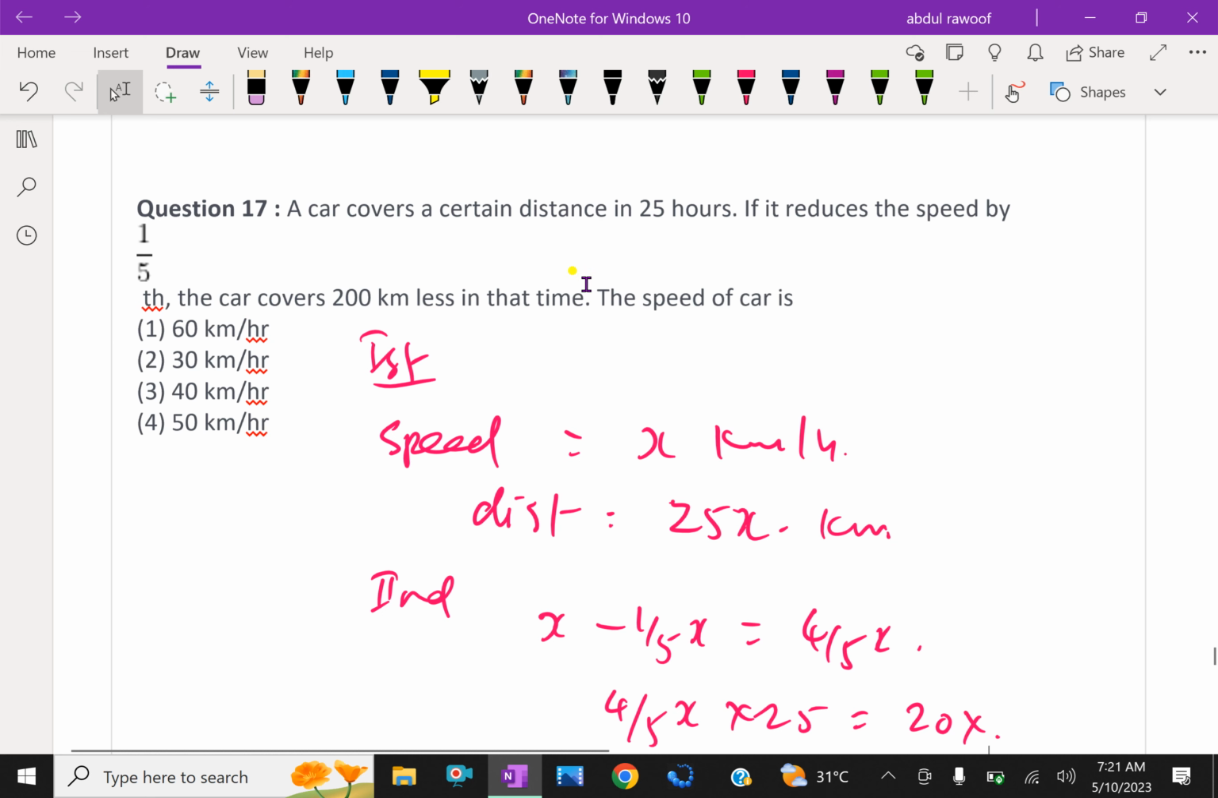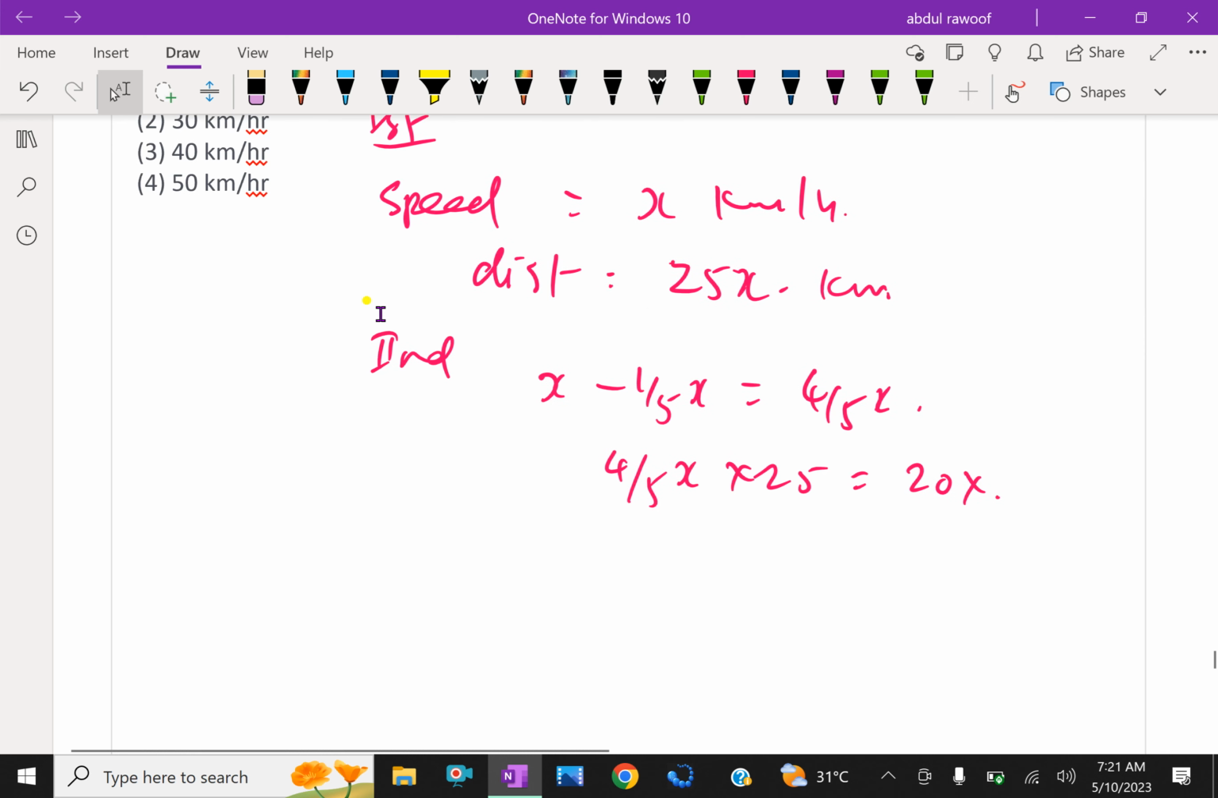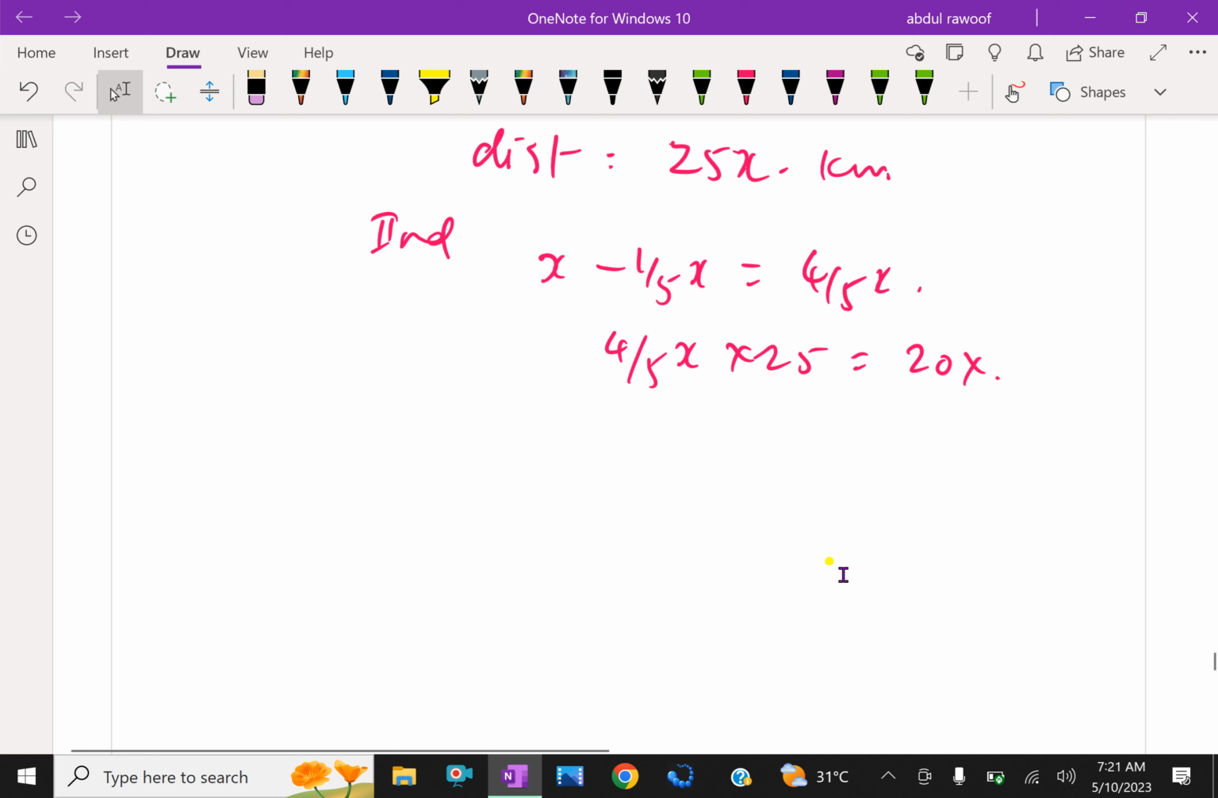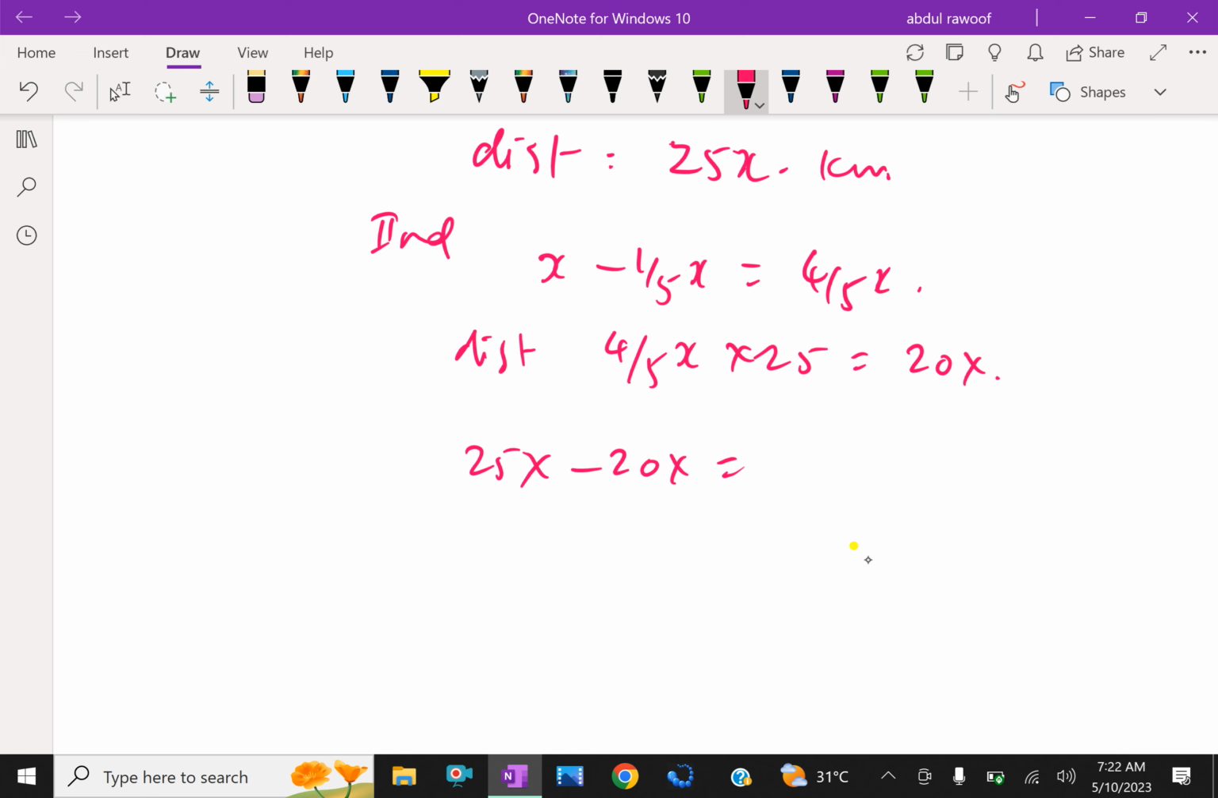Now, the speed of the car reduces, then here 200 kilometer less. Therefore, this is the distance. Difference in distance is: first distance is 25x, second distance is 20x, it covers 200 kilometers less. So 5x equal to 200, x equal to 200 by 5 is 40 kilometer per hour.